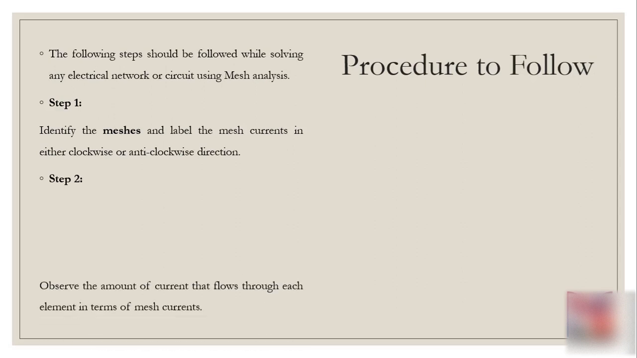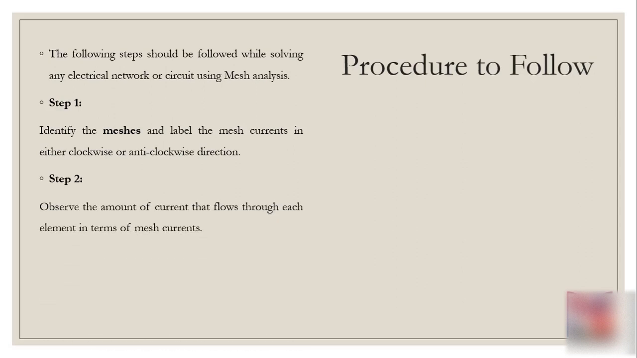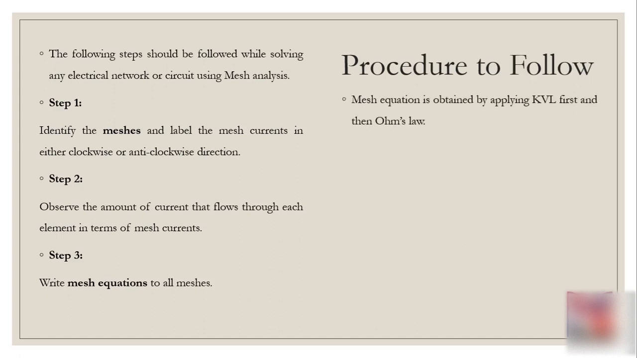Step 2 is observing the amount of current that flows through each element in terms of mesh current. That is, you have to observe the amount of current which flows through each and every resistor that is connected in the mesh. Step 3 is to write mesh equations for all of the meshes. The mesh equations are obtained through application of KVL and Ohm's law.